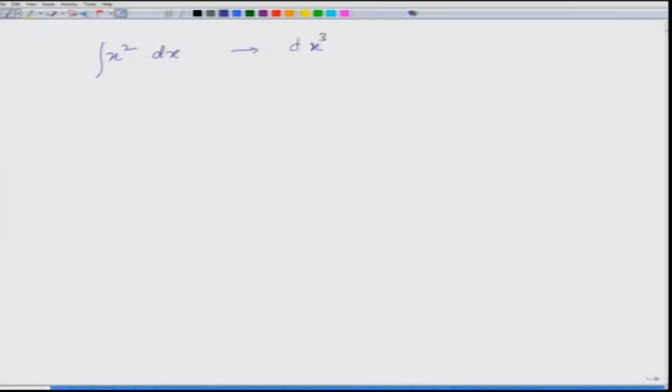the derivative of x cube is 3x square. So I know this information, that the derivative of x cube is 3x square. So I say that, okay, if that is the case, then the antiderivative of 3x square is x cube, and from here I infer that the integral of x square will be x cube over 3.